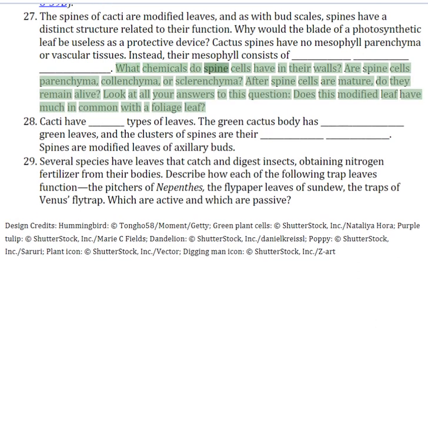What chemicals do spine cells have in their walls? Are spine cells parenchyma, collenchyma, or sclerenchyma? After spine cells are mature, do they remain alive? Look at all your answers to this question. Does this modified leaf have much in common with a foliage leaf?